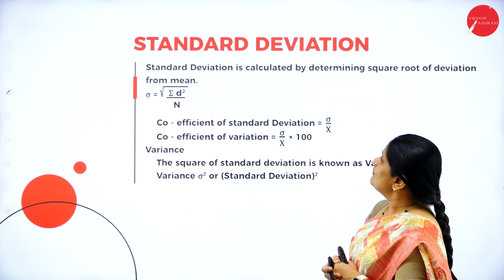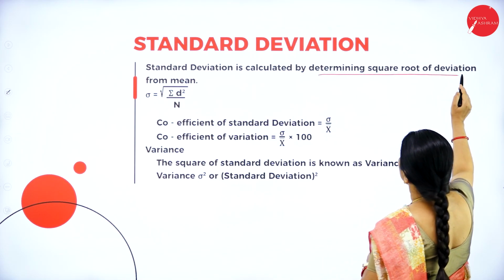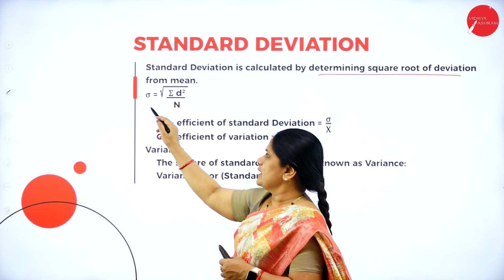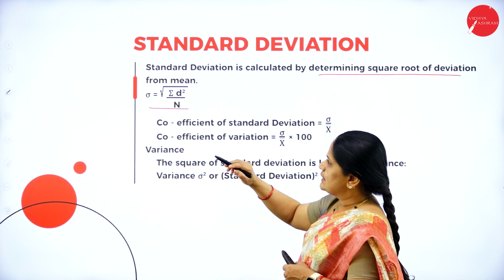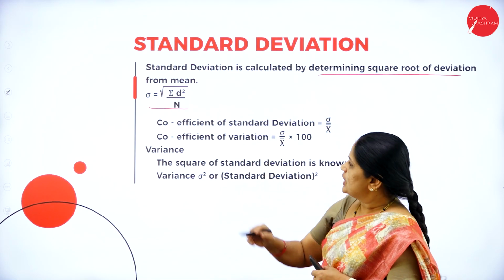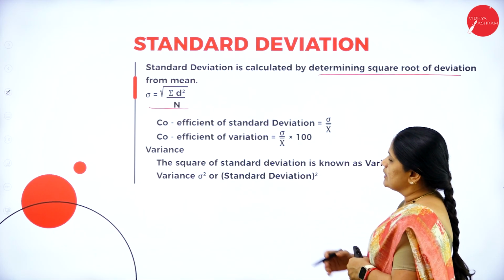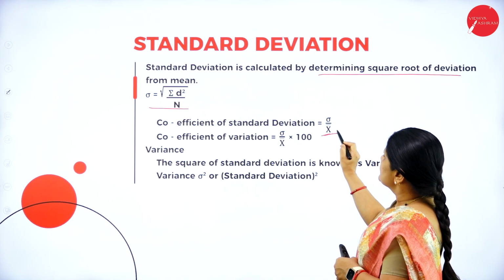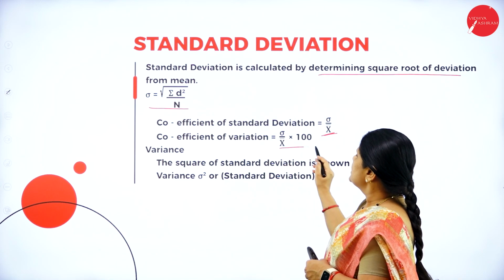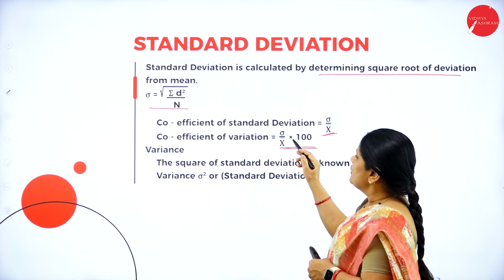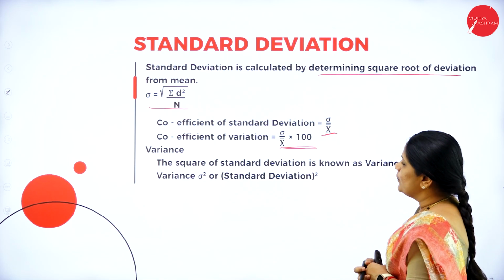The formula for standard deviation is calculated by determining the square root of the deviations from the mean. All the deviations from the mean are calculated, and the squares of the deviations divided by the number of values, under the root, give the standard deviation. Then for the coefficient of standard deviation, we have standard deviation divided by mean, and the coefficient of variation is the coefficient of standard deviation into 100, so the percentage of that becomes the variation.